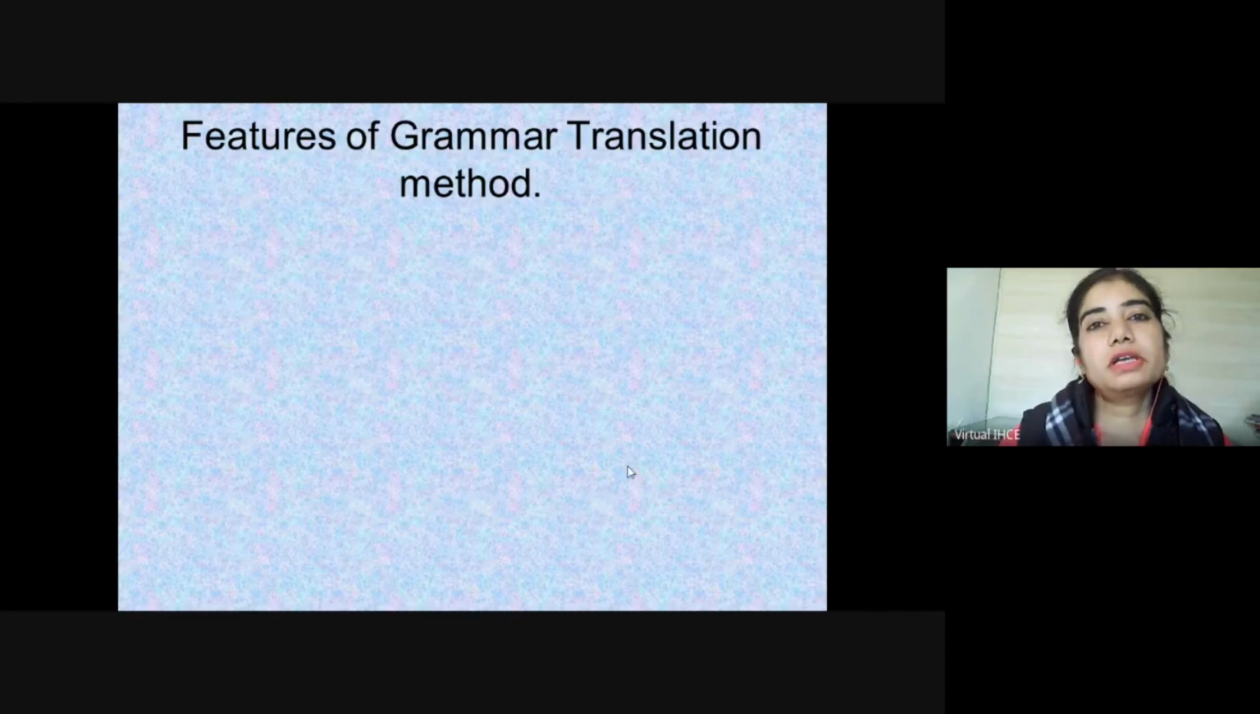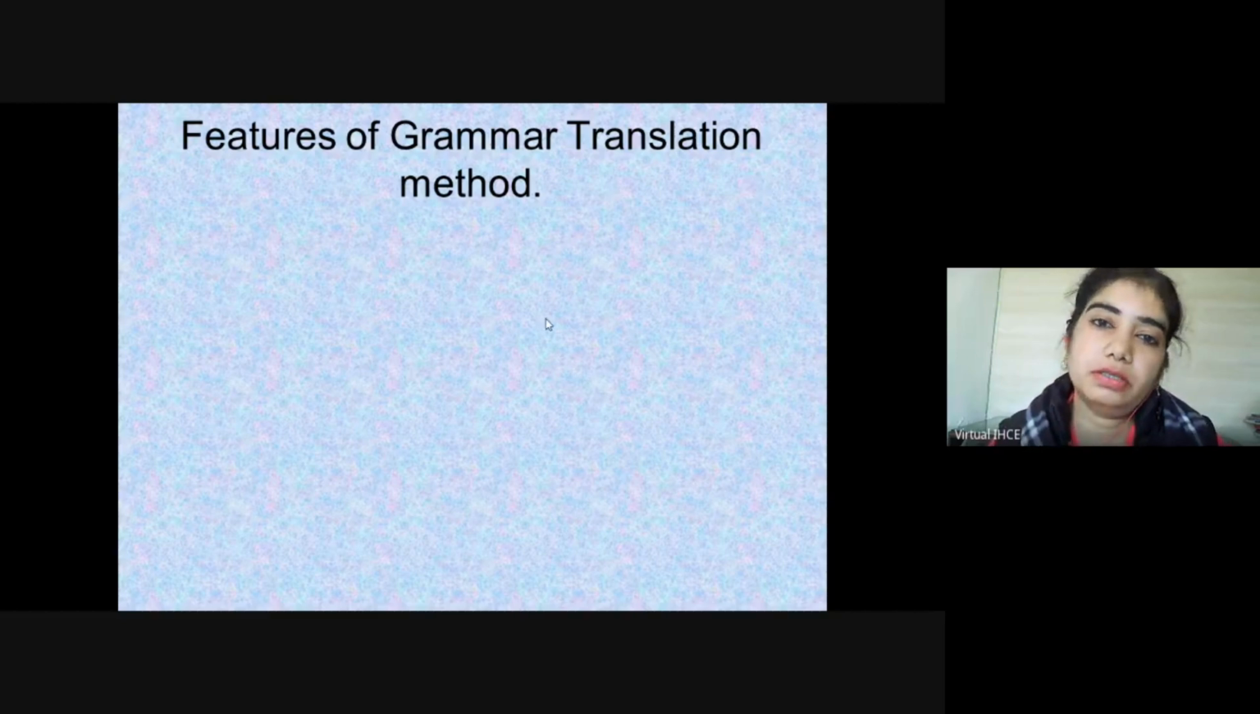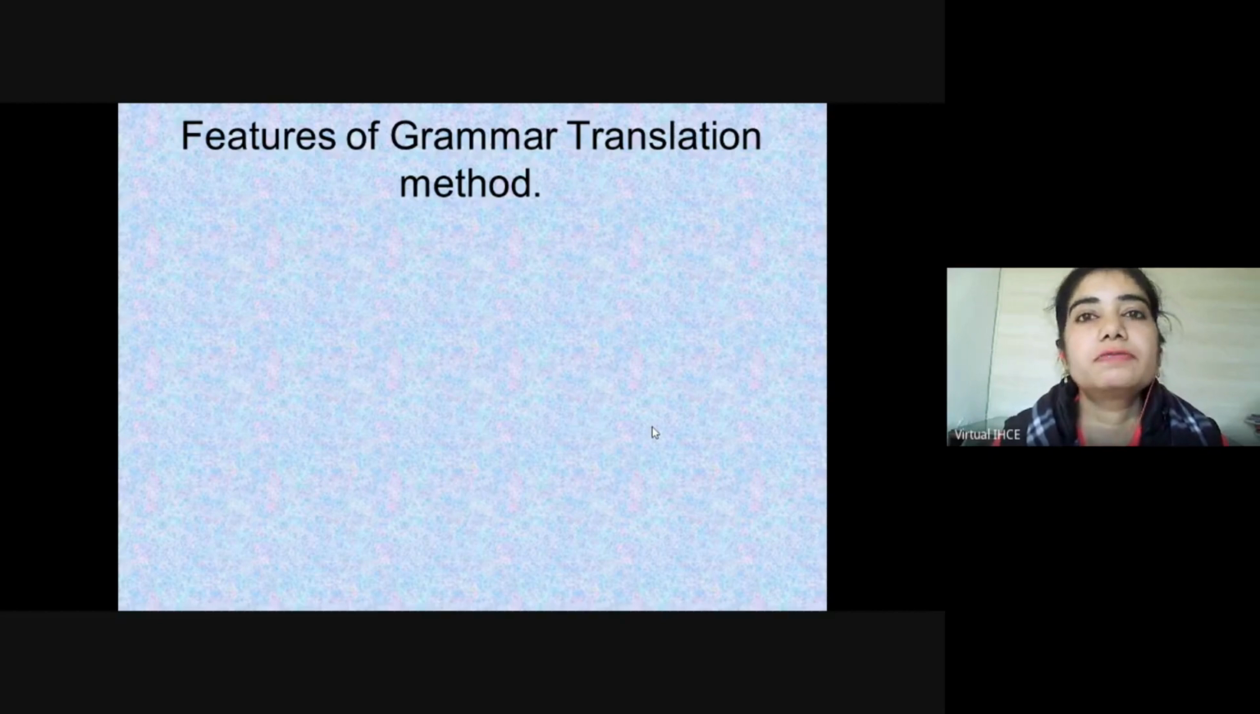Features of grammar translation method. Whichever question the examiner asks you in the question paper, and it is related to grammar translation method, then you have to write the whole thing which I am teaching you, and that is objectives, features, advantages, limitations, everything you have to include in your answer when they are asking you about the method.